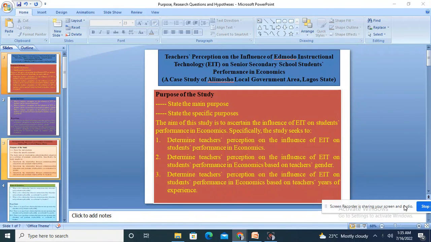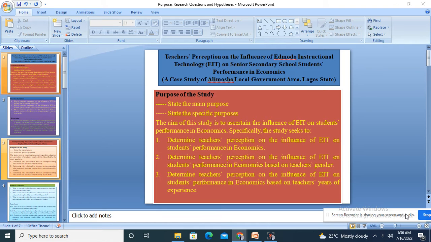In today's class, we'll be taking a look at how to structure your purpose of the study, your research questions, and your hypothesis. I'll be using three different types of study. Firstly, survey. Second, correlation. And thirdly, experimental study. The first one will be an undergraduate topic, while the second one is okay for master's work, while the third one is okay for PhD research thesis.